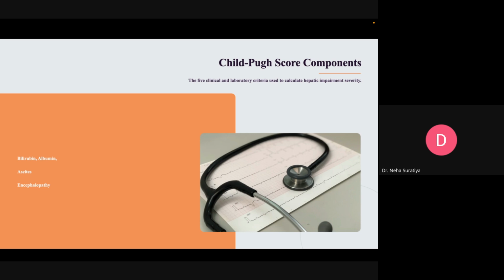Here we have four things which are very important. See, one by one, we will understand. Just the first line for your understanding: we have five clinical and laboratory criteria which are used to calculate the hepatic impairment severity. I will let you know one by one what they are. So, very first we have bilirubin, guys.